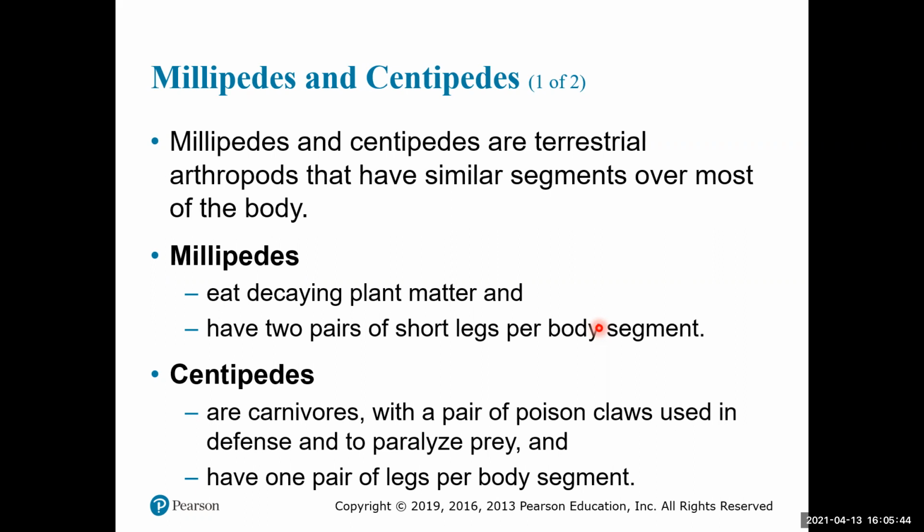Whereas they have several different body segments with 1 leg per segment, right? Millipedes are the detritivores of these 2 groups, so they eat decaying plant matter. Centipedes are the carnivorous group within these 2, and they actually have a pair of poison claws that can paralyze their prey so that they can consume them, and those claws are also used as defense mechanisms.